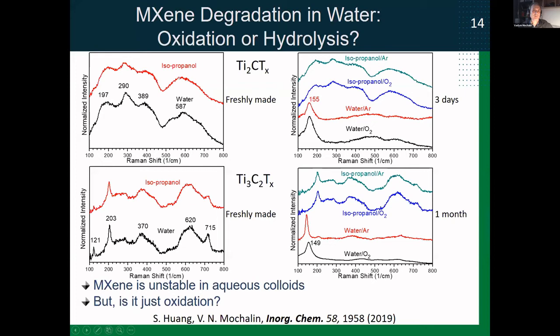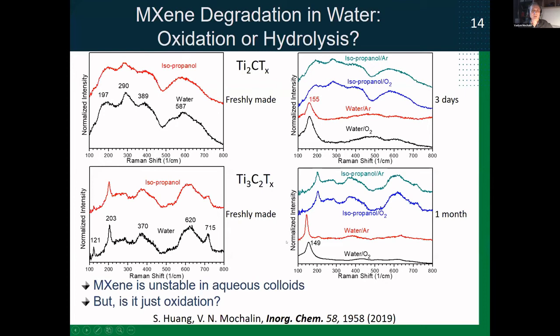But then after a certain time, 3 days for titanium 2C2 is enough to convert pretty much all MXene in water. And again, no matter whether this water is deaerated or saturated with oxygen, all MXene is converted into titanium oxide. Whereas in isopropanol, the spectra stays almost the same as initially for fresh solutions. The same happens with titanium 3C2, although over a much longer time, okay?